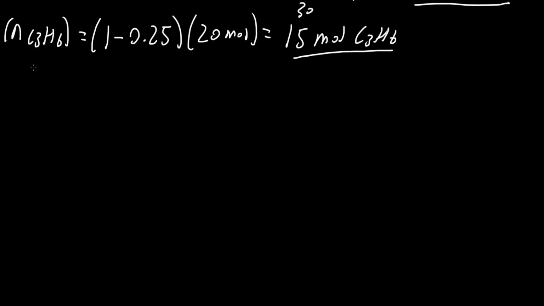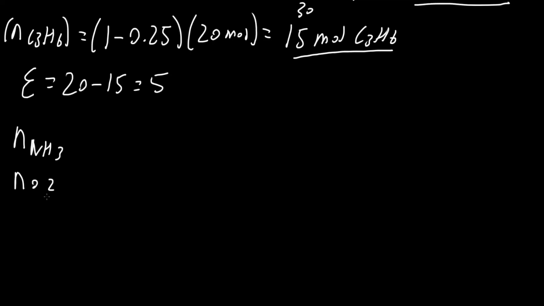Next, we can get the extent of the reaction. If going in was 20 and then coming out we had 15, that means we can say 20 minus 15, so we would get 5 for the extent of the reaction. So this can help us to get the other products like N NH3, N oxygen, N C3H6, N water, and N nitrogen. It's an inert gas, so equals. Now this is all the product. This is also the product.